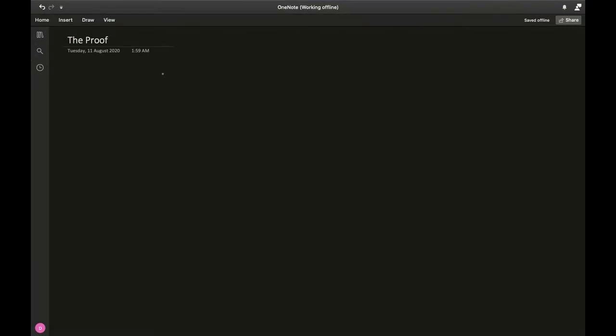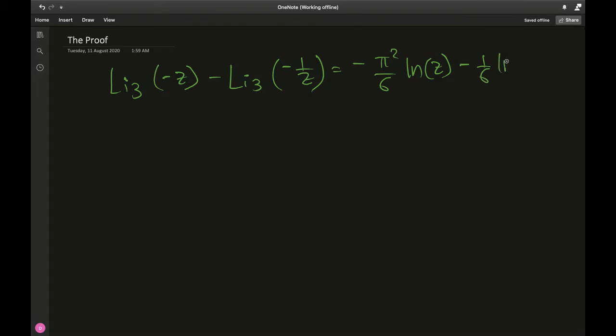The identity we need to prove is the inversion formula for the trilogarithm. The trilogarithm of negative z minus the trilogarithm of negative 1 over z is nothing but negative pi squared over 6 times the natural log of z minus 1/6 of the natural log cubed of z. Let's get started with the left hand side.